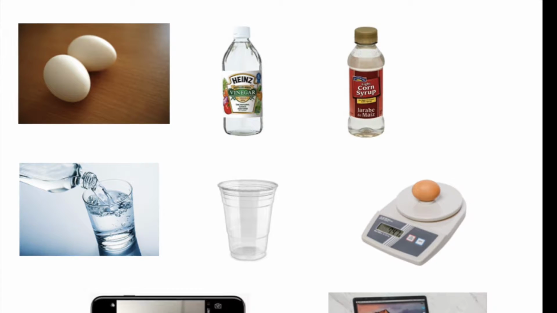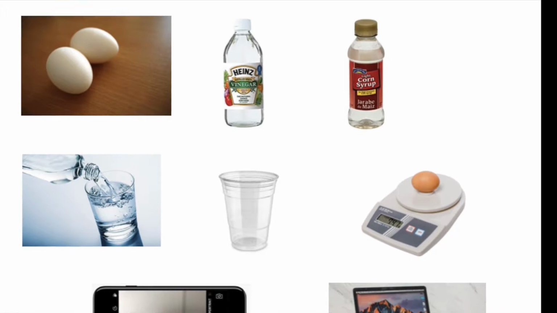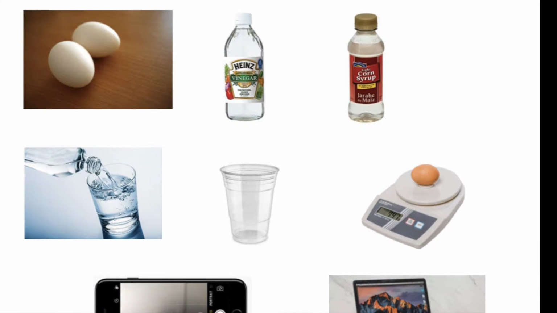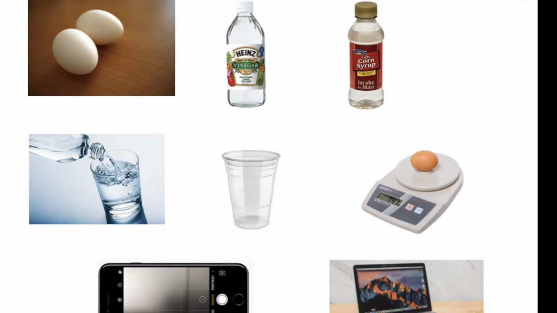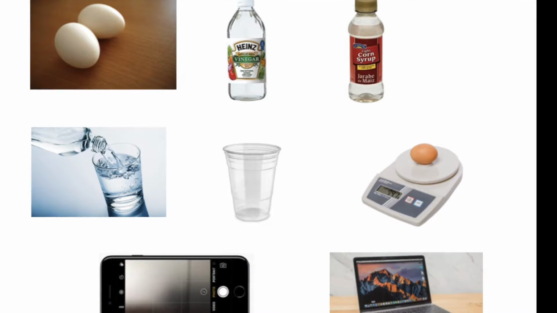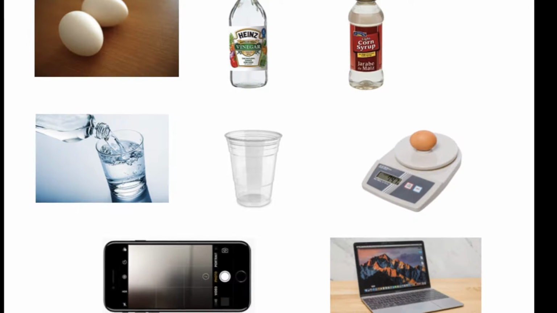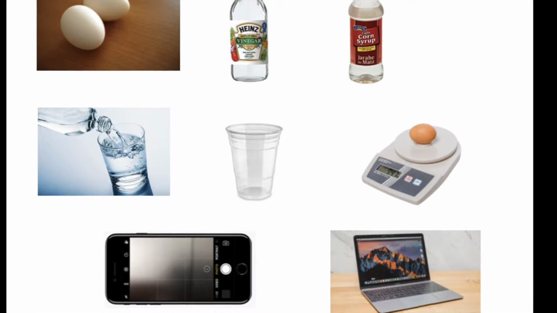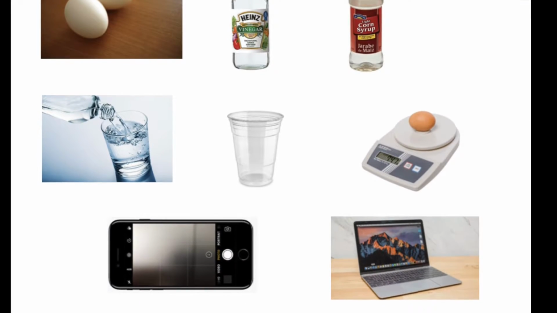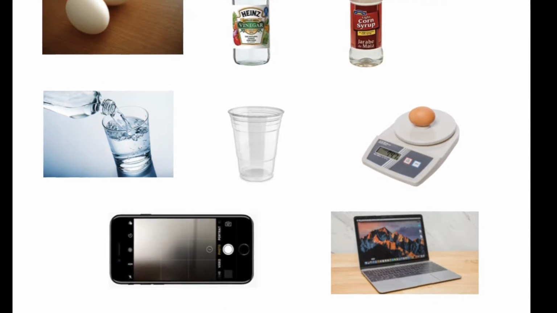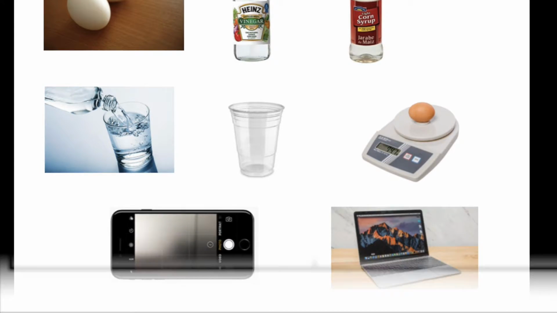The materials we were going to need were the two eggs which we were going to experiment with, the acetic acid, which is basically vinegar, corn syrup, which was the hypertonic solution, water, the hypotonic solution, clear glasses where we could see the eggs, a weighing scale to weigh our eggs before and after the experiment, phone to record the videos and pictures, and our computers so we could gather all our data.